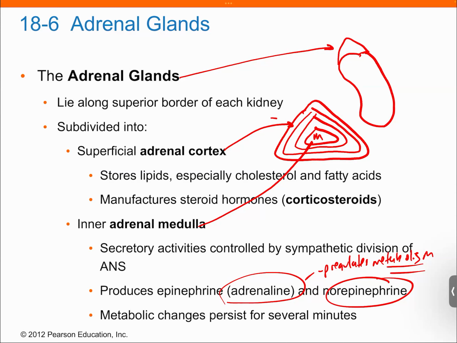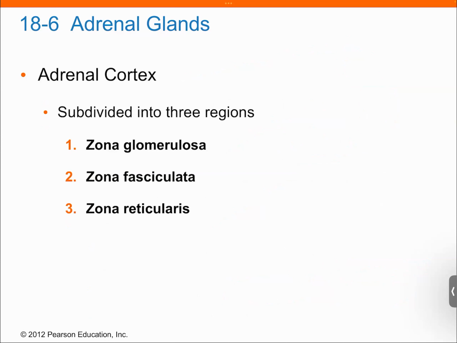So let's take a look at the layers first of all. And what we're going to do is we're going to start from the outside going in. We're going to start with the cortex. So before we get to the three regions of the cortex, what we have above the cortex is the capsule, the adrenal capsule. So there's a little capsule, that little husk, like a little cellophane sack that kind of wraps around the adrenal glands.